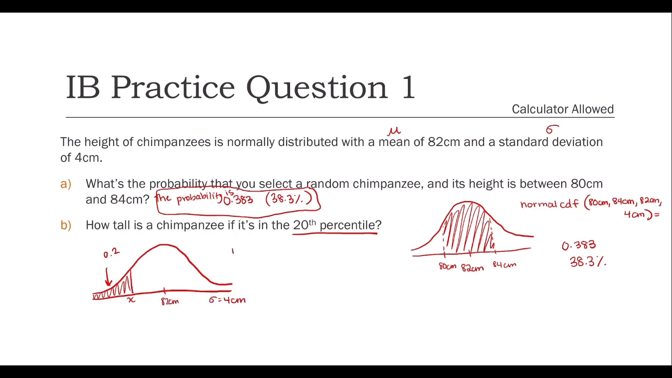So for this, we're going to use inverse normal, where the area is 0.2, mean is 82, and standard deviation is 4. So you can go ahead and enter that into your calculator, and that would give us an answer of 78.6. So if a chimpanzee is in the 20th percentile, it'll be 78.6 centimeters. So that's it for that question.